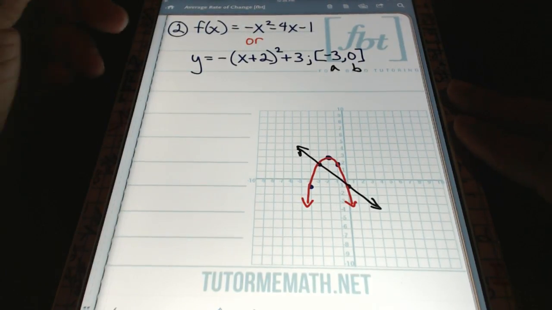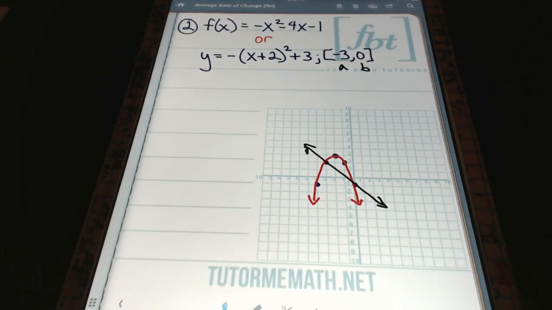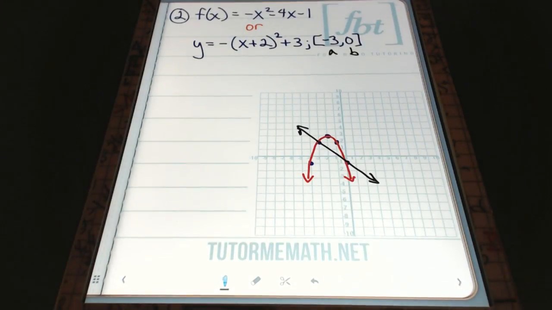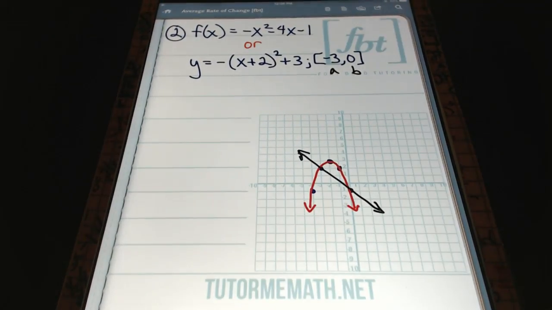So once again, let me get my camera straight here. All right, sorry about that, guys. Sorry about that. Let's go ahead and adjust this.